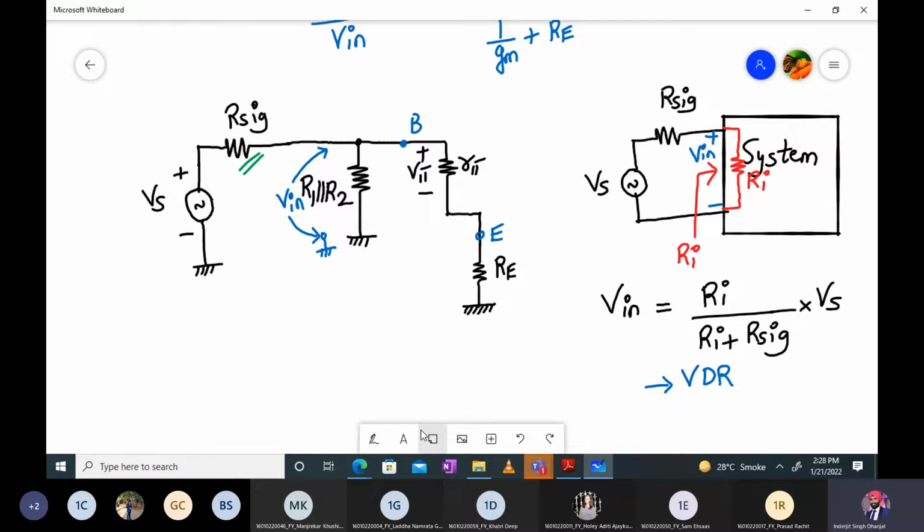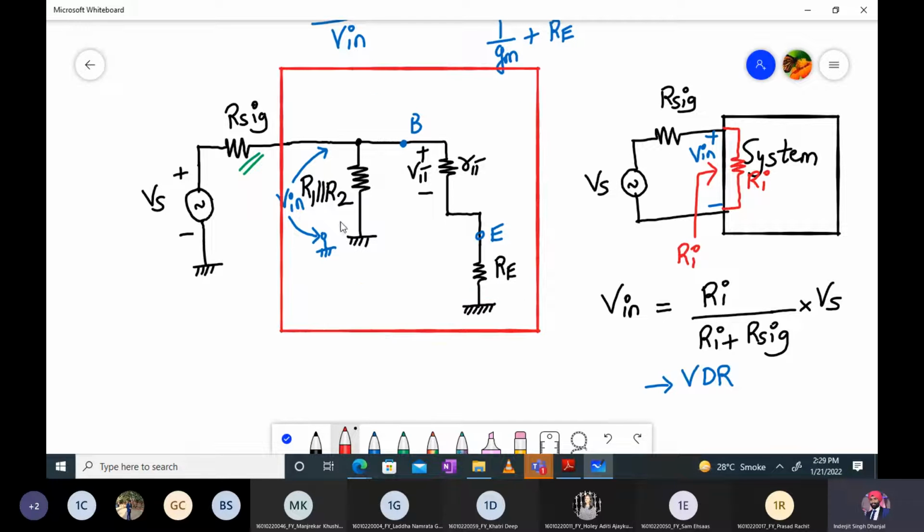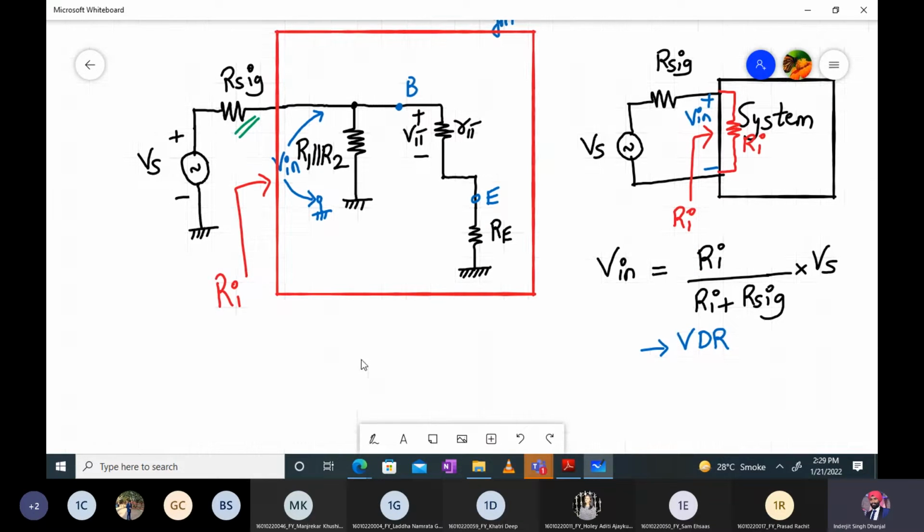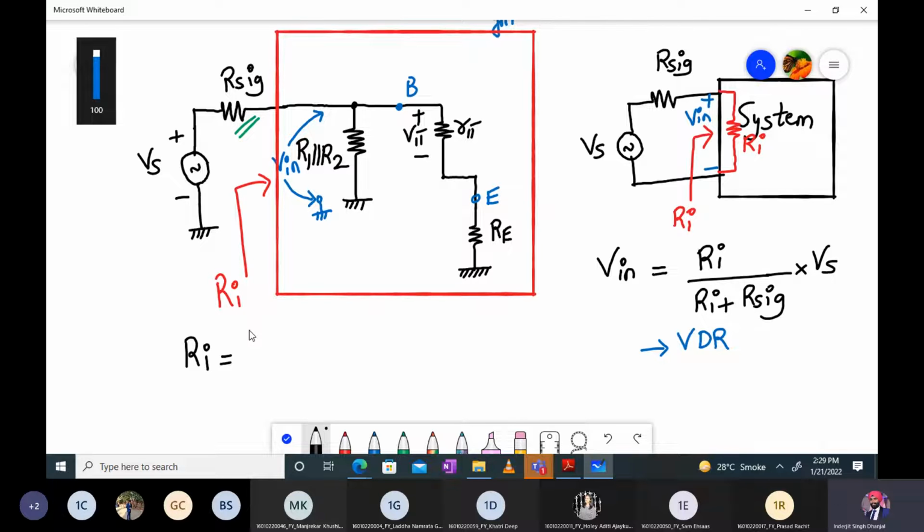So basically we have to find the Ri over here. This is the system which we are talking about. So here we have to find the value of Ri. So can anyone help me out in this? How will I write Ri? Yesterday we discussed this. So Ri will be equal to, anyone? Ri will be equal to, see, r pi and RE are in series, right? And that combination is in parallel with R1 plus R2, so R1 parallel to R2.